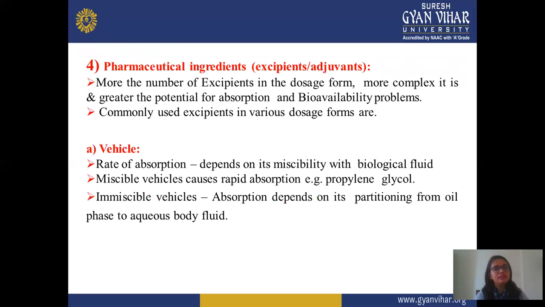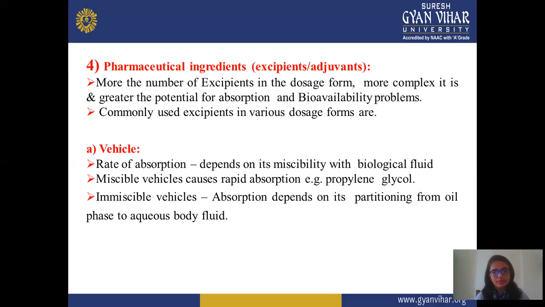Next is pharmaceutical ingredients. Different types of pharmaceutical ingredients are used for your formulation. The greater the number of excipients in the dosage form, the more complex it is, and the greater the potential for absorption and viability problems. But you should take only the required amount of excipient. Don't use unnecessarily more excipients.